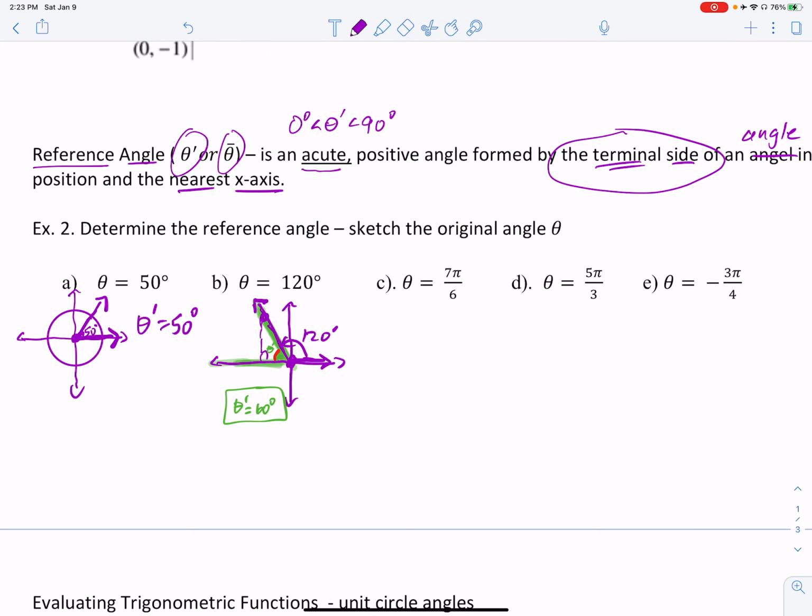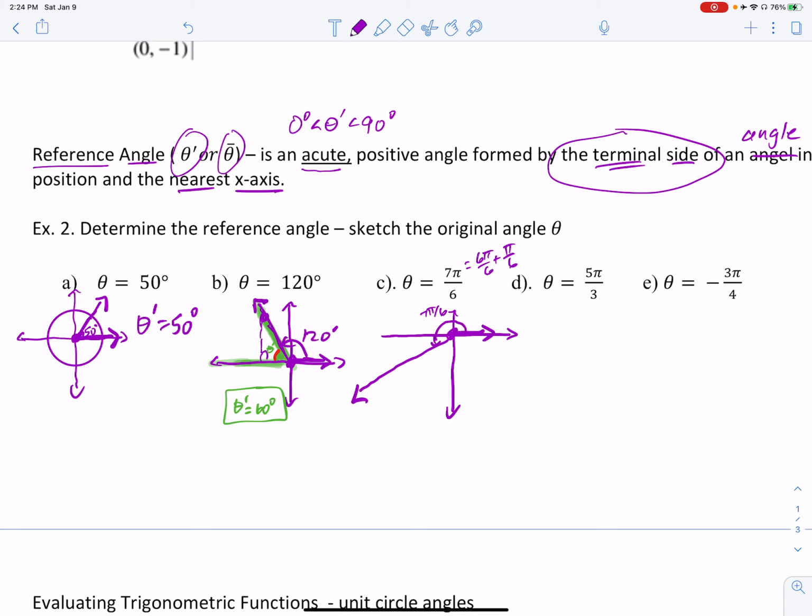7 pi 6. You need to know how to draw that. It's a half a rotation plus an additional pi 6. So if I go to draw that, I have my initial side, and I'm rotating around to pi 6, which is going 30 degrees beyond the 180. So pi plus pi 6 is about here. So this rotation, the full rotation, is 7 pi 6.